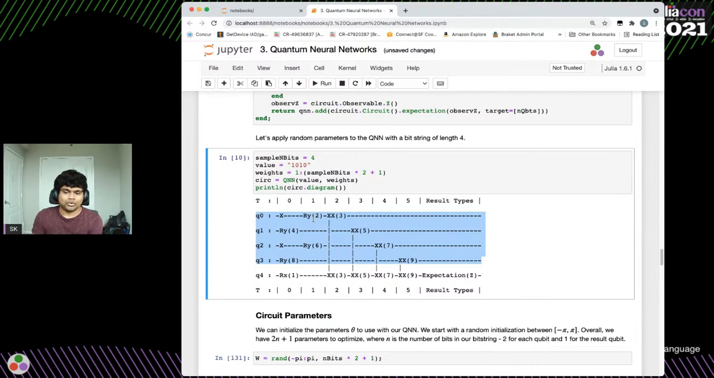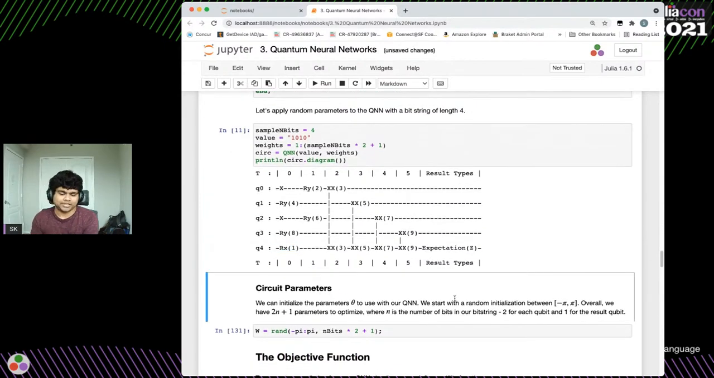So we have 2 parameters per qubit, which is the RY rotation and the XX rotation. And then you have 1 rotation for the RX gate, right? So which is 2n parameters for the first n qubits corresponding to the n bits, and you have one extra rotation for the final qubit, right?